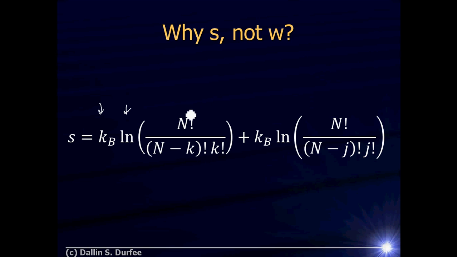Because remember, as you'll recall, the logarithm of A plus the logarithm of B is just the logarithm of A times B. Yeah. So logarithms take products and turn them into sums. So that is why we use entropy rather than the number of ways of distributing energy, or the number of microstates that realize a macrostate.